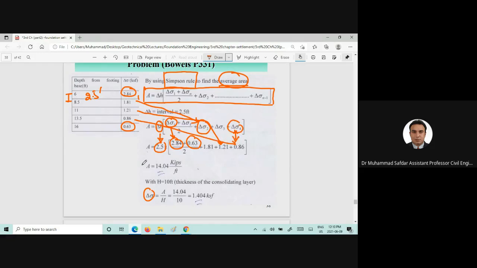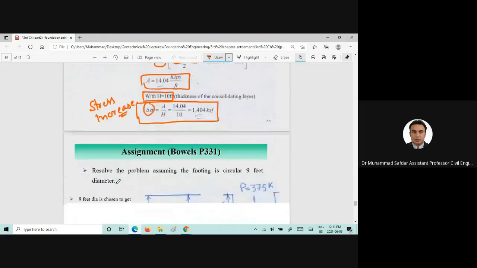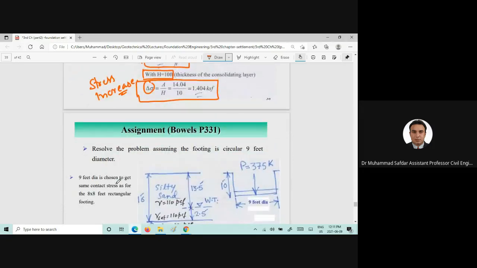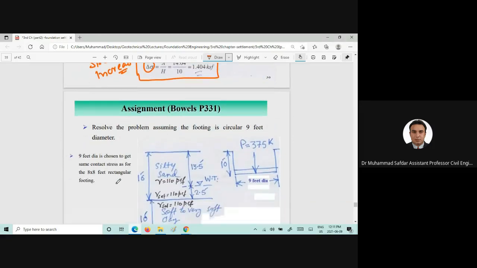So you'll come up with the area, which we got in kips per feet, and if we divide that area by the 10 feet layer, we will come up with the delta sigma, which is the stress increase, which we want.